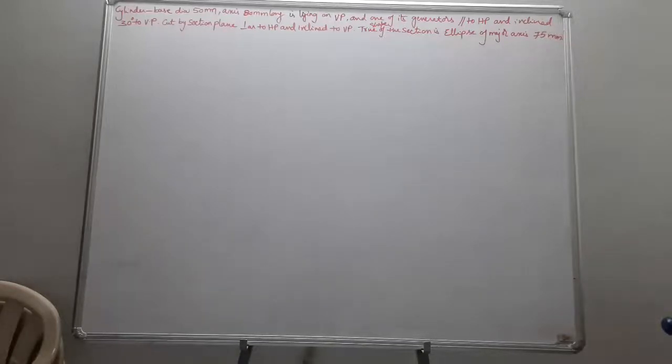Okay, students, a cylinder of base diameter 50 mm and axis height 80 mm long, lying on VP, and one of its generators is parallel to HP and inclined 30 degrees to VP, and it is cut by a section plane perpendicular to HP and inclined to VP, such that the true shape of the section is an ellipse of major axis 75 mm.